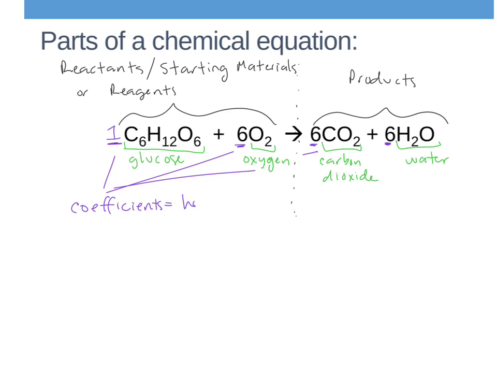And they tell you how many of the following species there are, whether that chemical species is an element or a compound or whatever it is. So coefficients is an important word to know. When we talk about balancing equations, we talk about coefficients a lot. And you can translate this chemical formula into a sentence, right?